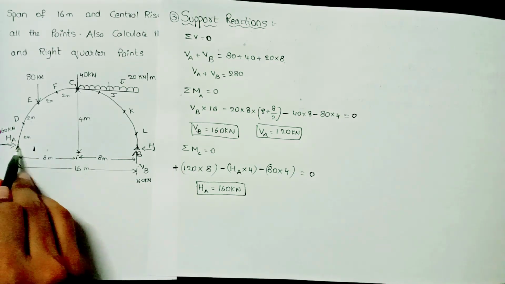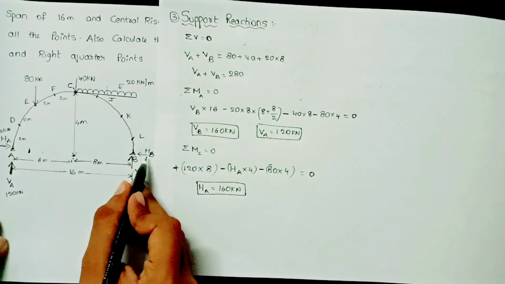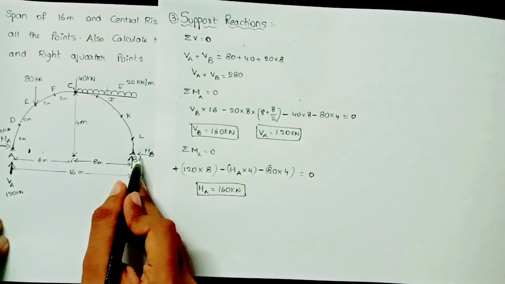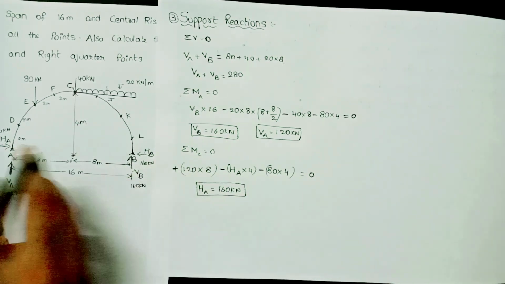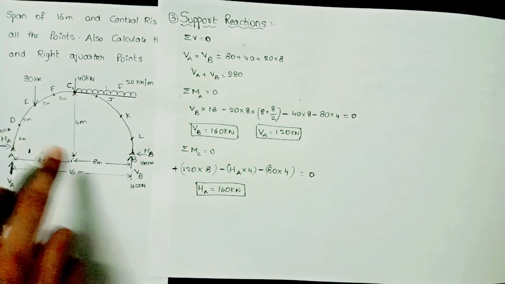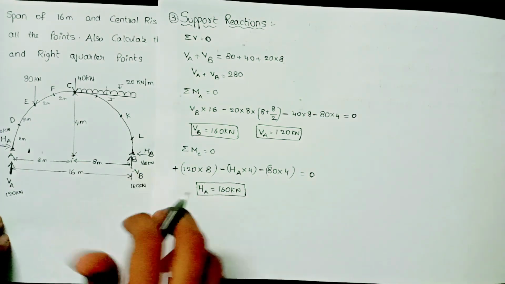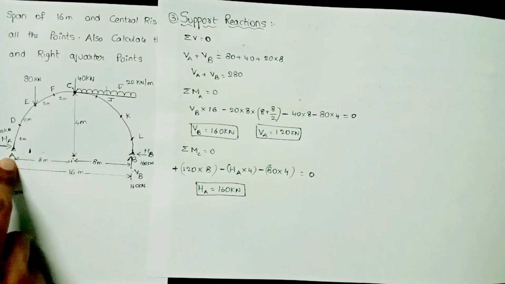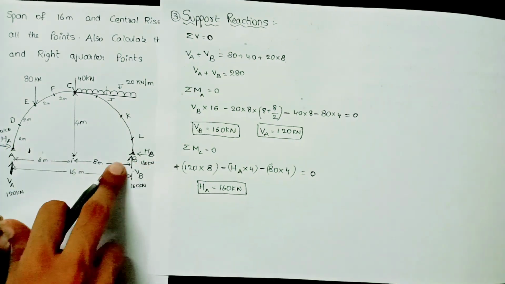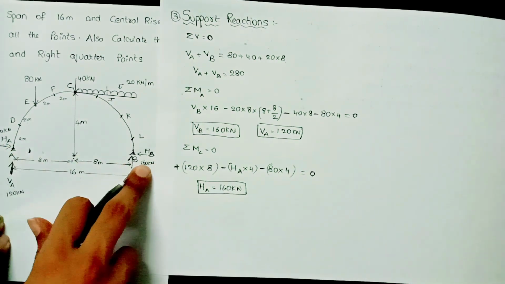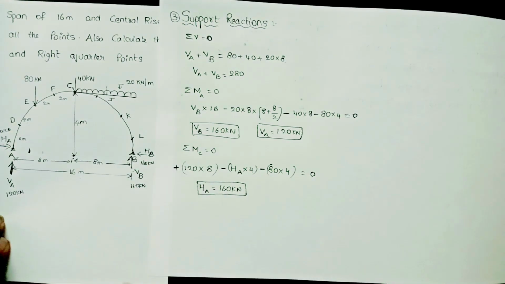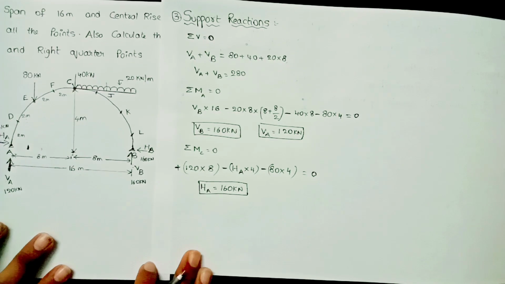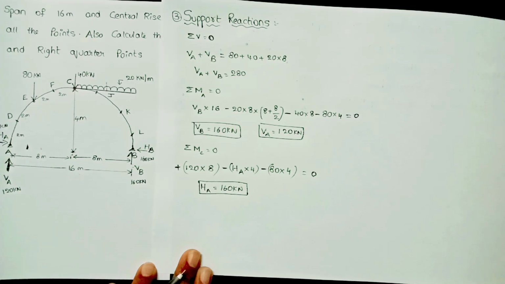So if this is 160 kilonewton, then an equal and opposite magnitude should be applied from the right side. So this is also equal to 160 kilonewton. In order to balance this 160, I am applying another 160. You can also say that sigma H equal to 0, HA minus HB equal to 0, HA equal to HB, HA equal to 160 kilonewton. Therefore HB is also equal to 160 kilonewton. So we have calculated all the support reactions in the given arch.